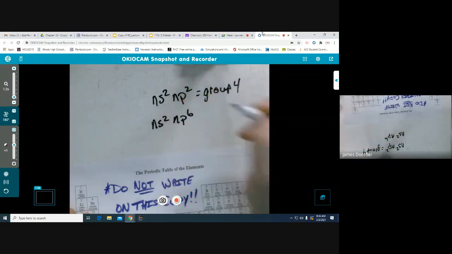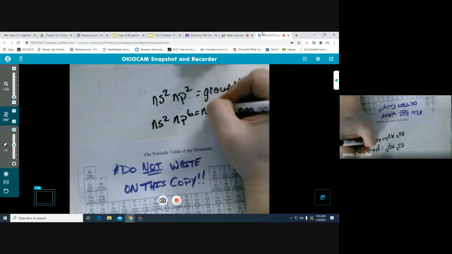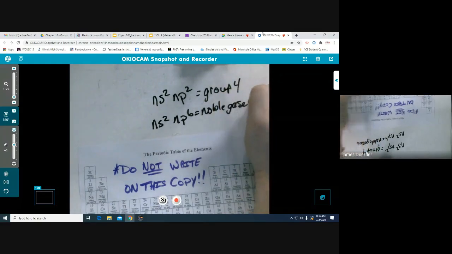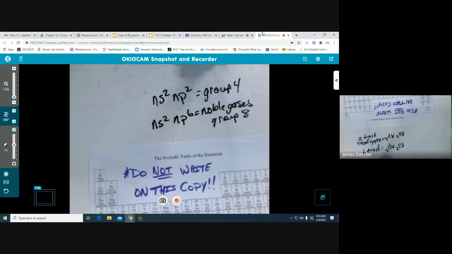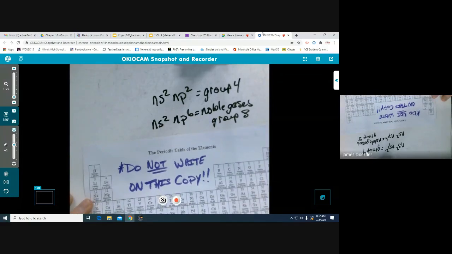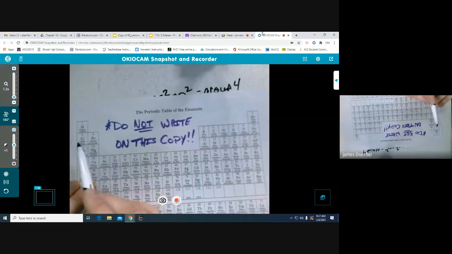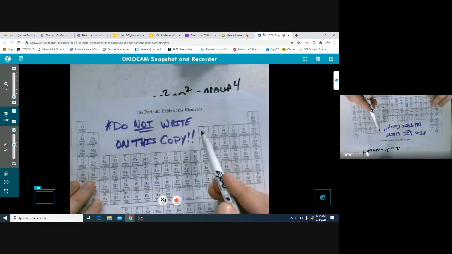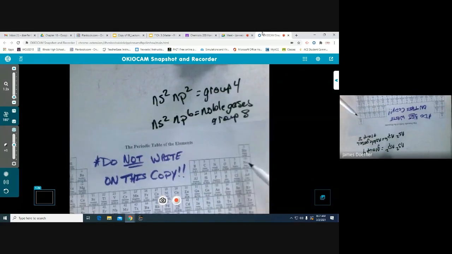What about ns2 np6? Noble gases. Or you could also say group 8 if you wanted to, but noble gases is the family name, so it's easier to say that. Does anybody need to see how we got that? So again, ns2 np6, pick a row. 1, 2, S. 1, 2, 3, 4, 5, 6, which lands me on neon, in this case, which is a noble gas.